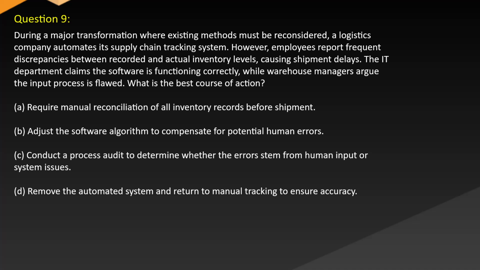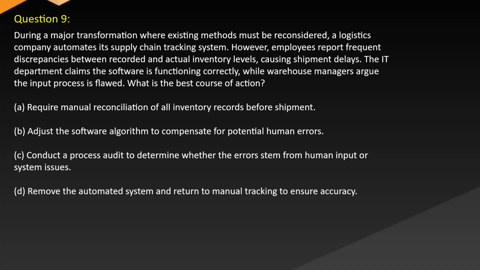Question 9. During a major transformation where existing methods must be reconsidered, a logistics company automates its supply chain tracking system. However, employees report frequent discrepancies between recorded and actual inventory levels, causing shipment delays. The IT department claims the software is functioning correctly, while warehouse managers argue the input process is flawed. What is the best course of action?